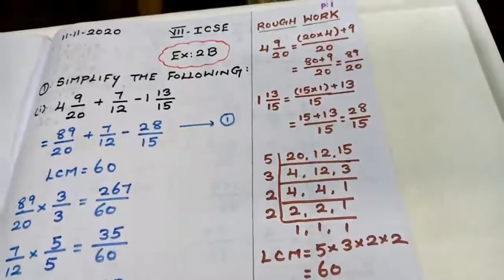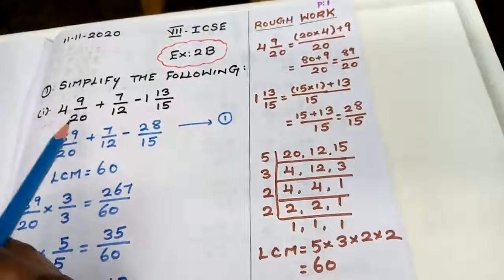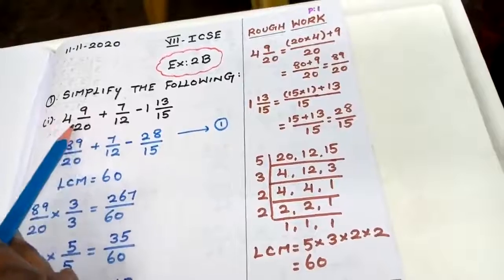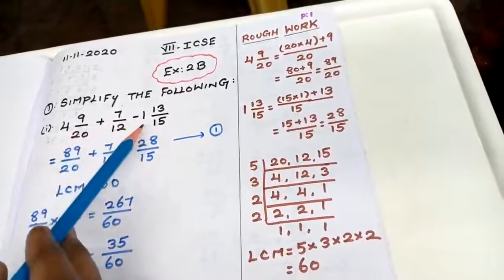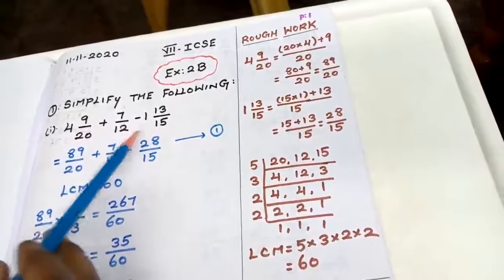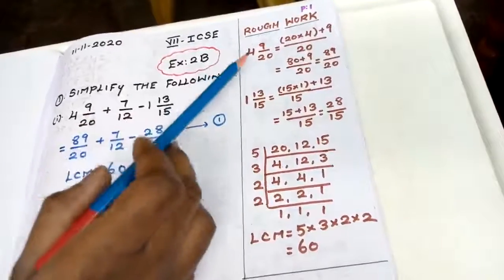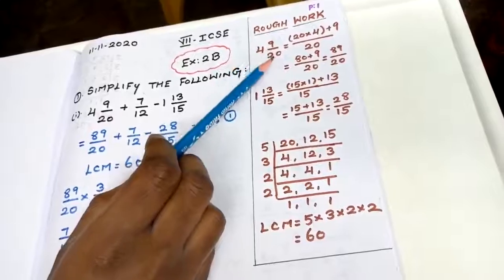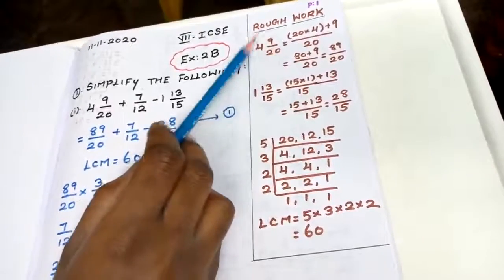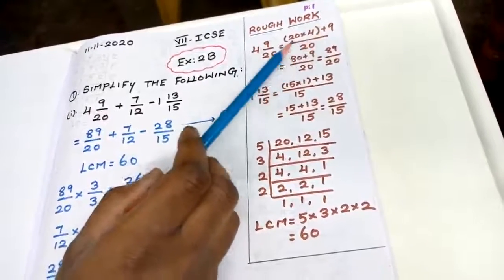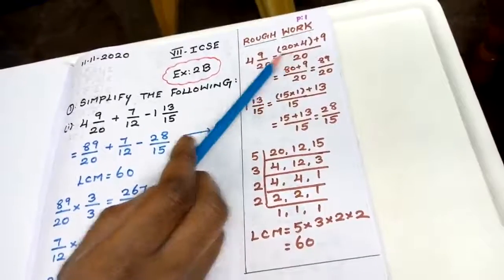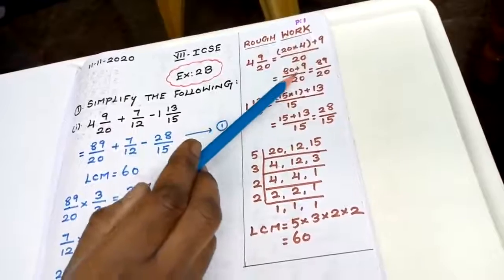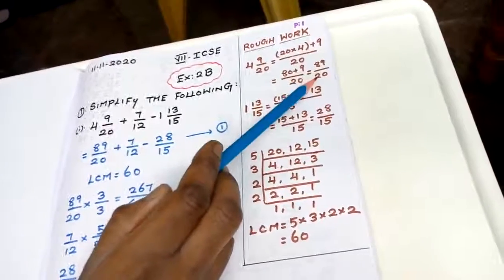Exercise 2b, first sum, simplify. They have given you this question, students. Whatever value they give you, first convert the mixed fraction into an improper fraction. How to convert the mixed fraction into an improper fraction? Just for your understanding, I have done the calculation here. 4 9 by 20. To convert this mixed fraction, what I am doing here is keeping the denominator 20 as it is. 20 into 4 plus 9. Calculate, you are going to get the answer as 89 by 20.